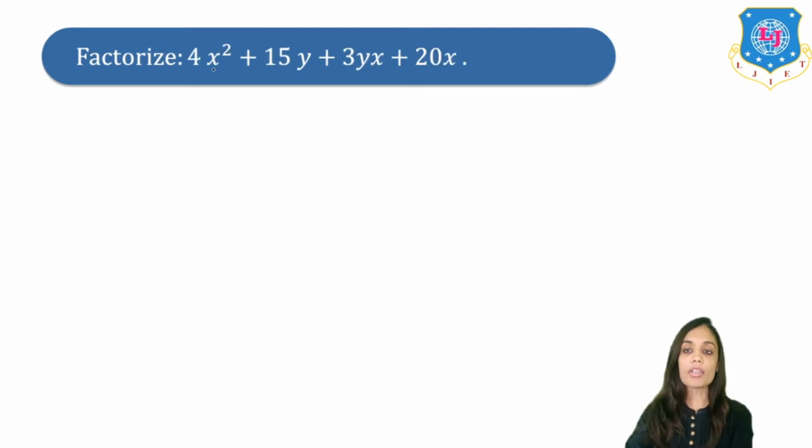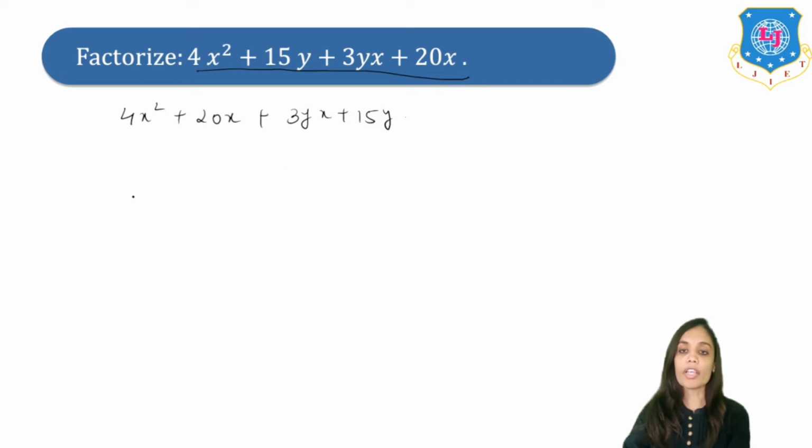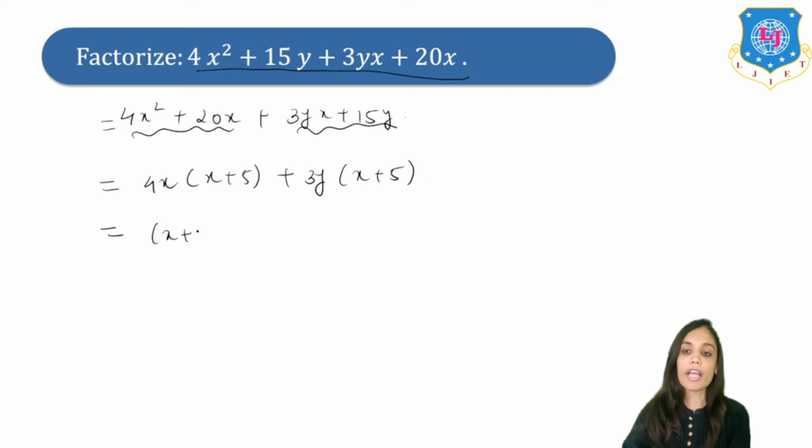So this is the example. In order to factorize these terms, we have to first rearrange the terms. Let us bring 4x square plus 20x together, and at last 3yx plus 15y. Fine. Now let us take out 4x common from these two terms. So we will have 4x into (x plus 5). Now from these two terms we will take out 3y common. So what will remain? x plus 5. From this we can say that our factors are finally (x plus 5) into (4x plus 3y). Okay, so this is our final answer.